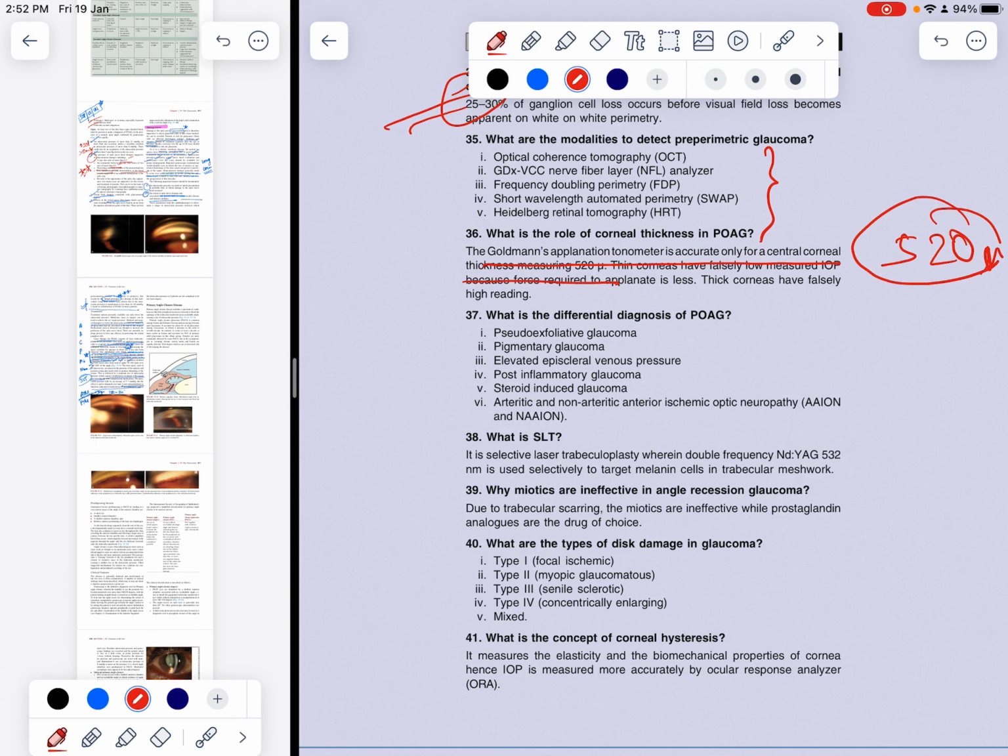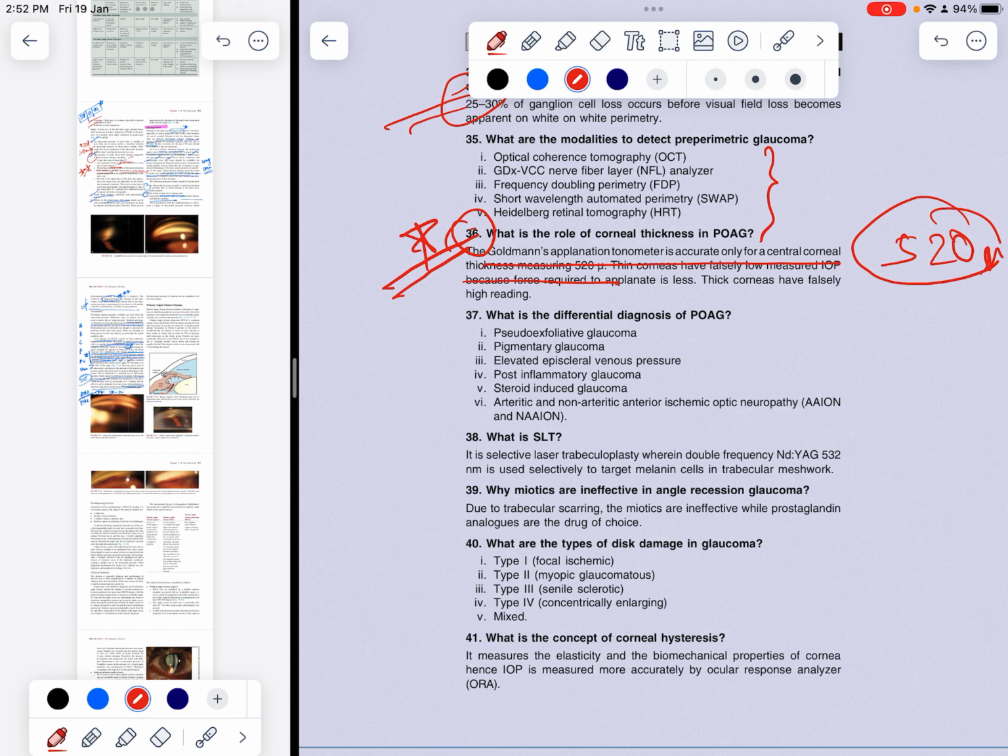Thin corneas have falsely low measured IOP. If it is thin, you give more pressure, so you get a false low IOP. They applanate less. Thick corneas have falsely high readings. This is a basic question, but many students get it wrong.